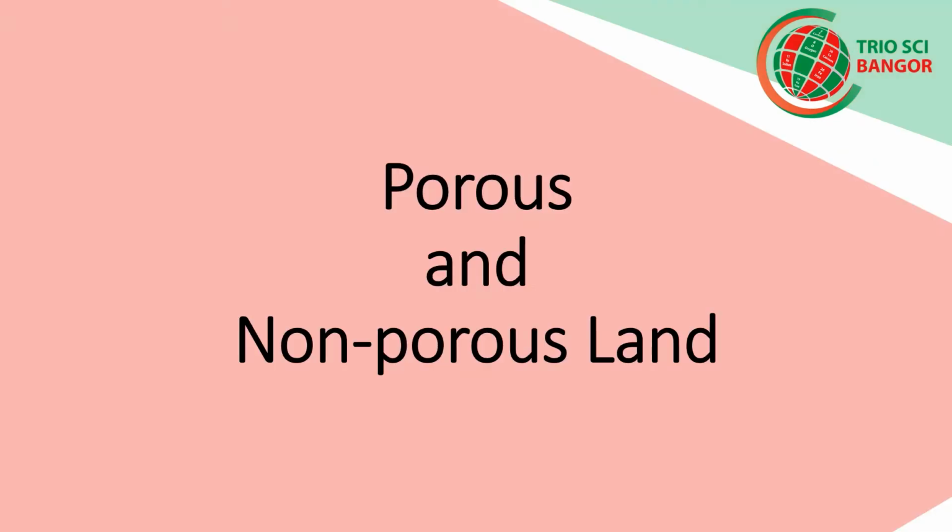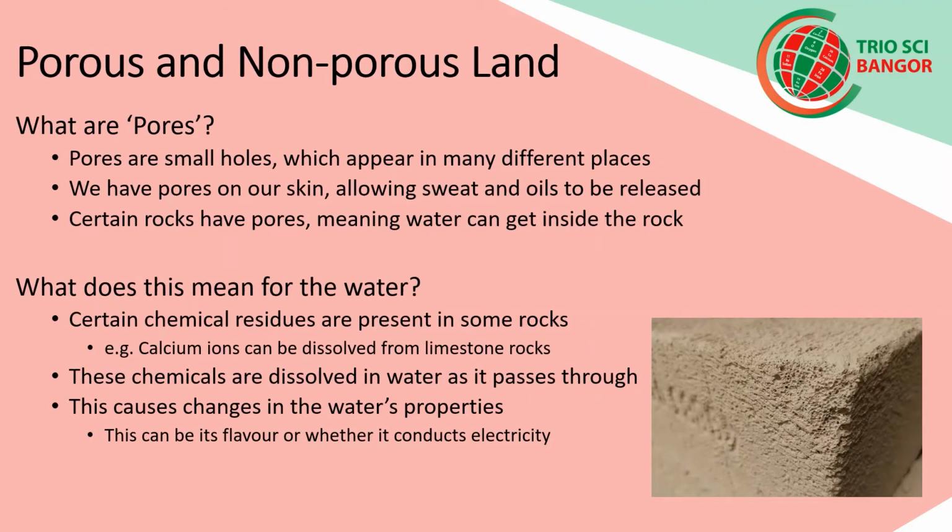Whether the water takes on chemicals or not is dependent on the type of land it flows over. The 2 types we are considering are porous and non-porous land. To discuss porosity, we need to know what pores are. Pores are little holes in a surface. You may have heard of them because we have them all over our body to release sweat and oils onto our skin, keeping us cool and healthy.